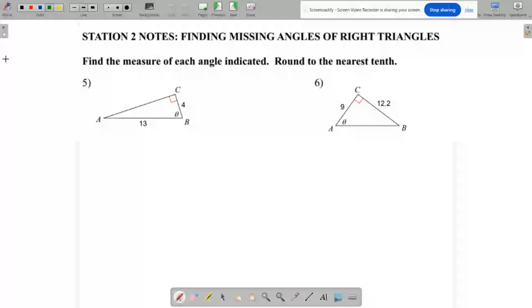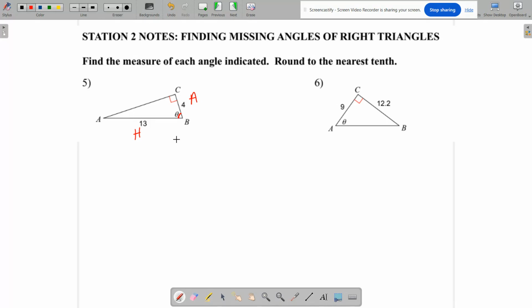Question 2, we're going to find the missing angles of right triangles using trig. So just like before, we're going to figure out which trig function by starting with the angle's location. So we're always looking for theta. Since theta is here, I know that this side across from the right angle is our hypotenuse, and this is going to be the adjacent side because this would be the opposite side.